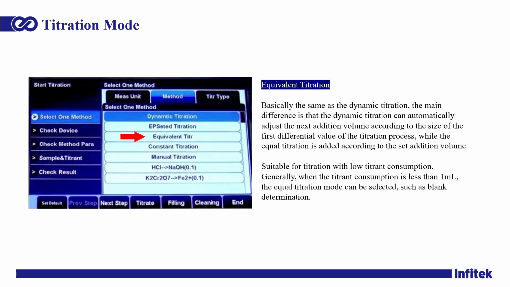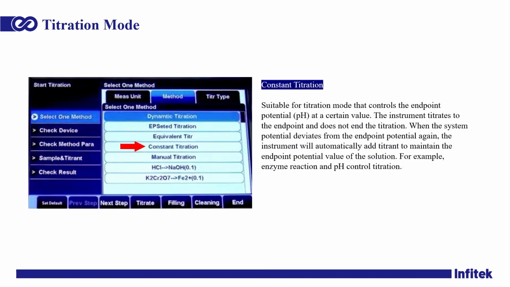The third one is equivalent titration. Basically the same as the dynamic titration, the main difference is that the dynamic titration can automatically adjust the next addition volume according to the size of the first differential value of the titration process, while the equal titration is added according to the set addition volume. It is suitable for titration with low titrant consumption. Generally, when the titrant consumption is less than 1 ml, the equal titration mode can be selected, such as blank determination.